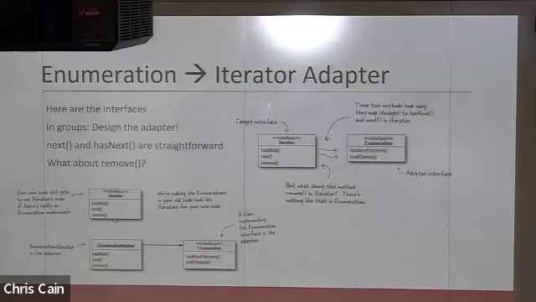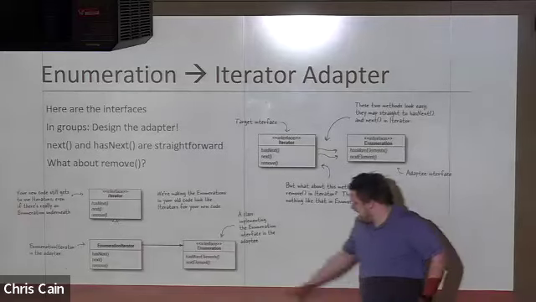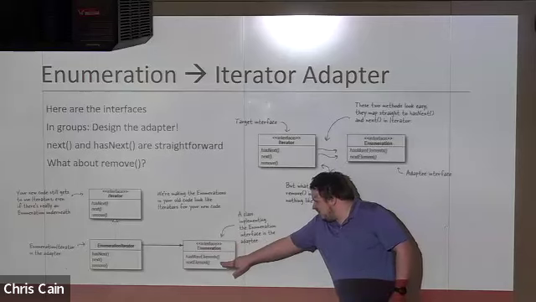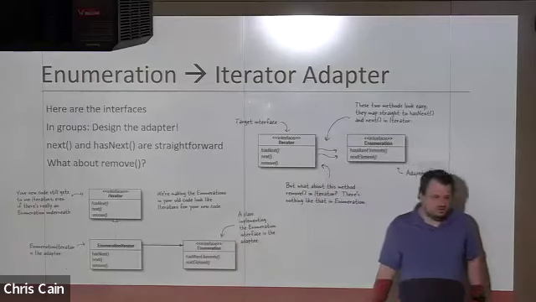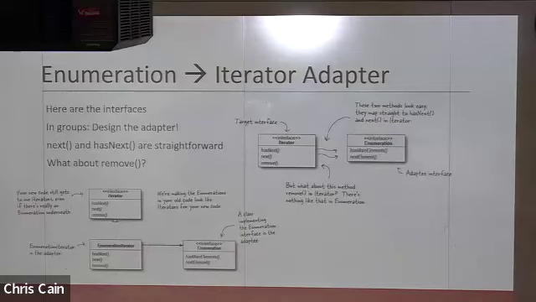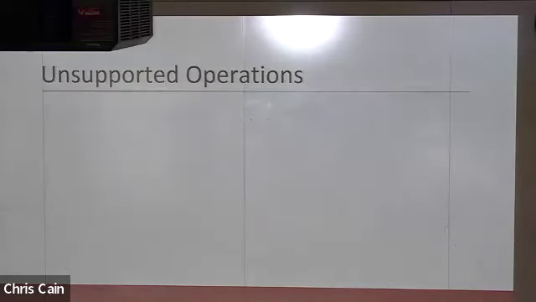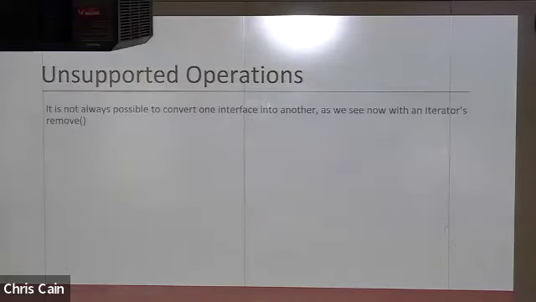So the enumeration iterator is going to have the same three methods that the iterator does. But hasNext will call hasMoreElements, next will call nextElement, and remove will break elegantly. So we can't always convert one interface into another. We've seen this immediately right now.